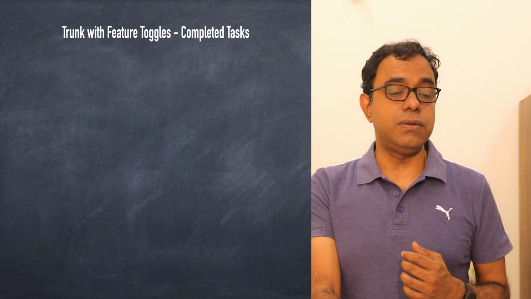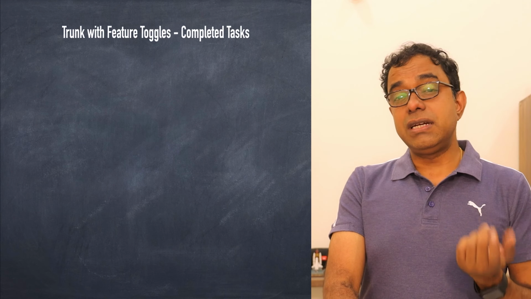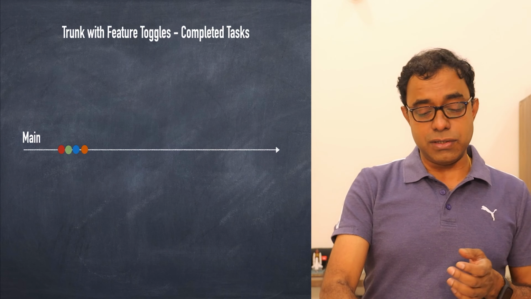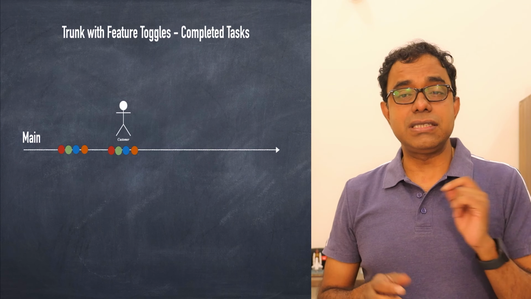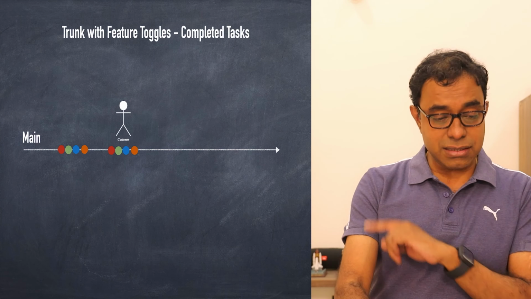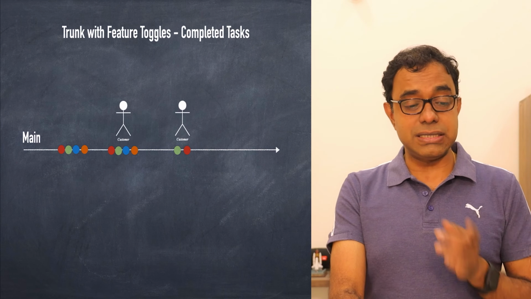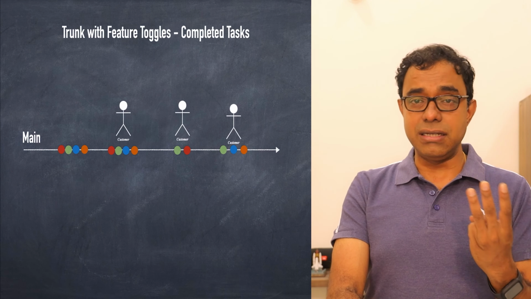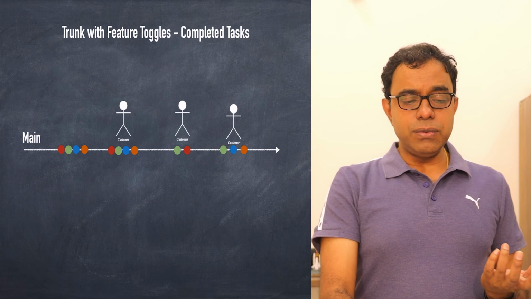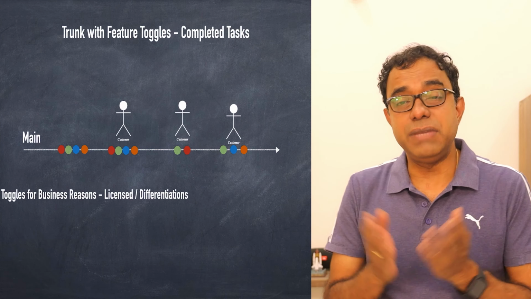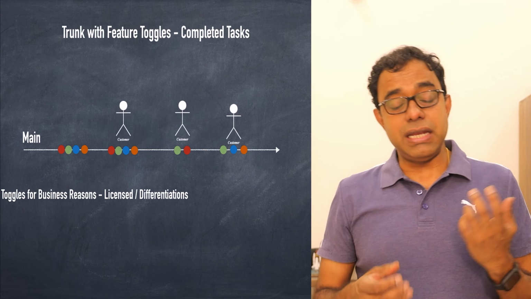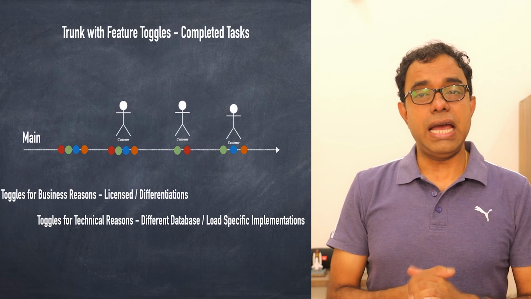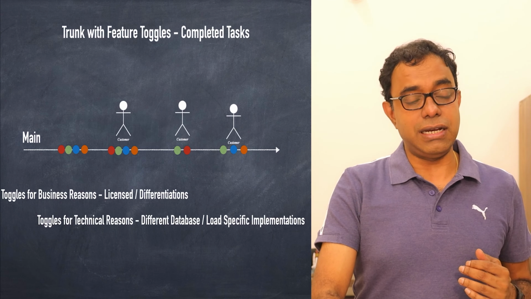Okay, so what will happen when the task is completed? Well, because of the presence of the toggles, you can decide which customer will get what. In this case, this customer is getting all four features, this customer is getting just two features, and this customer is getting three features. And why do we do that? Well, for multiple reasons. There may be a business reason, or a licensing differentiation reason, or a technical reason, as you can see on your screen right now.